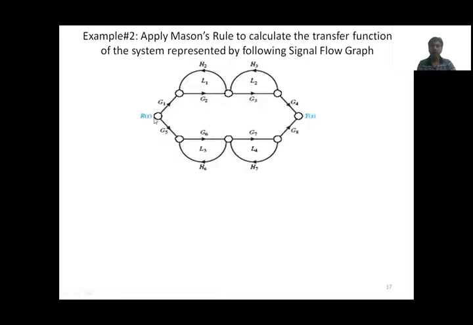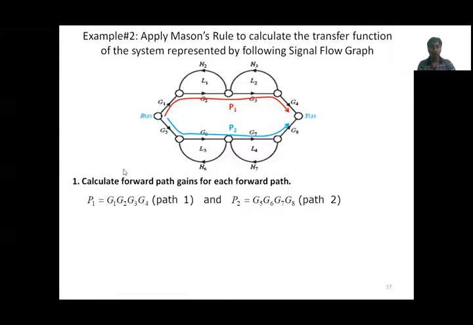Now go to the second forward path from here to here. Then it can't go this way. We have to go this way, and this way, and this way, finally reaching Y(s). So this is the second forward path. And what is the forward path gain? G5, G6, G7, G8. So we have two forward paths. First forward path gain and second forward path gain we have written.